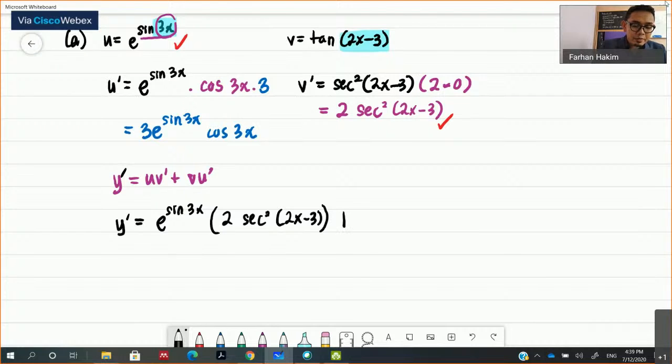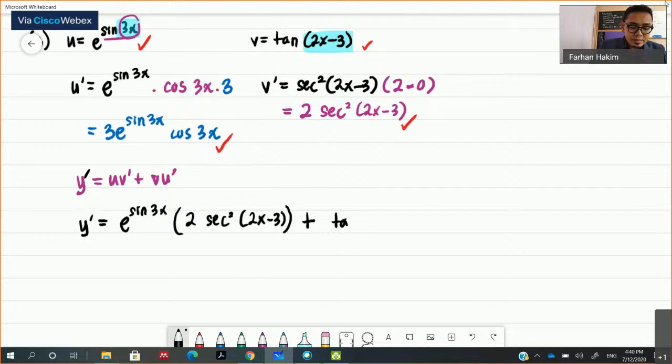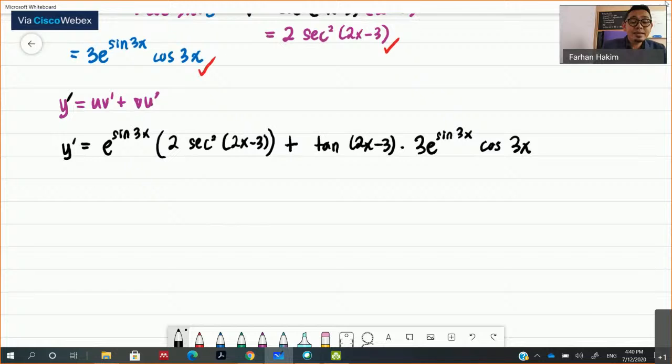And we have to add together with that one, meaning we multiply this with this. That will give us tangent of 2x minus 3, and then we multiply with 3e to the power of sine 3x cos of 3x. All right, so we have to simplify this. Usually we'll just write the number first, so in this case we'll write 2 first. So we'll have 2, and then e to the power of sine 3x, and that trigonometric function will be added back there, which gives us secant square of 2x minus 3.